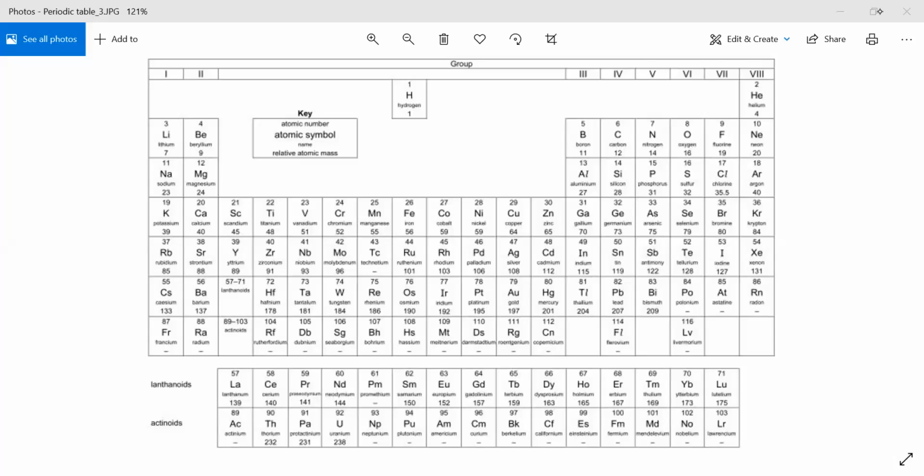Now we will be talking about our non-metals. In the non-metal section, the most reactive non-metals are here in group 7, just like we had our most reactive metals in group 1. These are basically non-metals, so we are going to talk about them now.